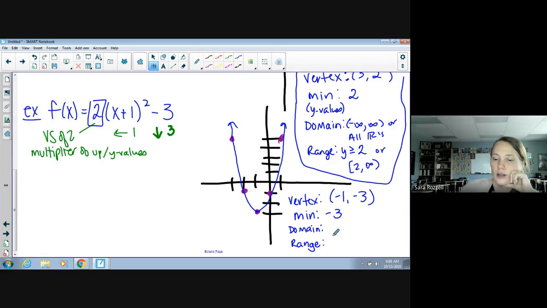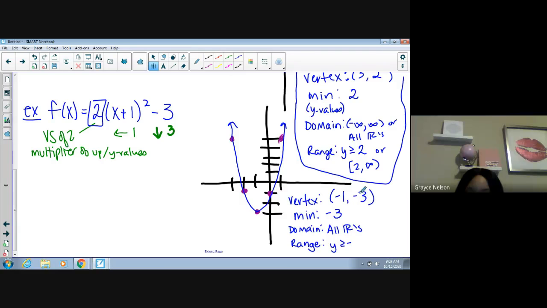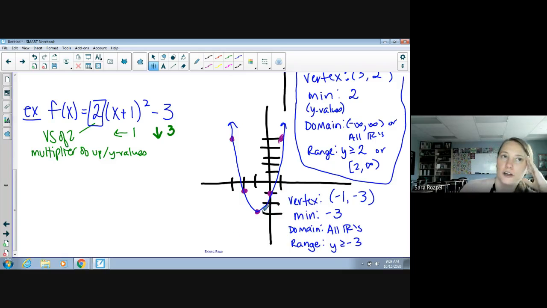-3, good. Our domain, all reals, all the time for our quadratics. And then our range. Who wants to tell me the range? Grace? Y is greater than or equal to negative... Yeah, -3. Okay, that's the lowest value. So everything is higher than that.